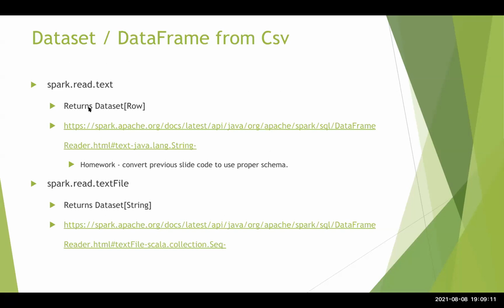Some of these things you can go and read from here. There are two syntaxes, spark.read.text and spark.read.textFile. Spark.read.text will return you a dataset of Row, and it has proper columns and everything. If you do spark.read.textFile, it will return you a dataset of string, with the full record as one column called value. You can go and read about this in detail. I keep referring to these APIs quite often.